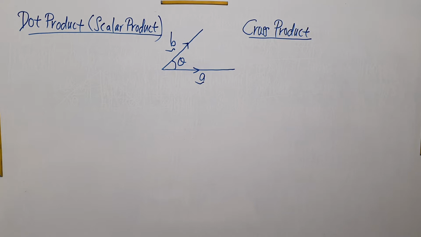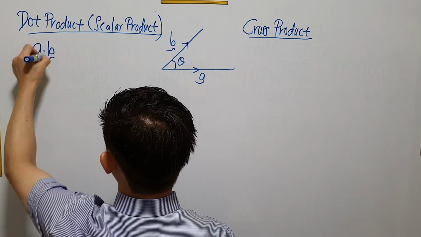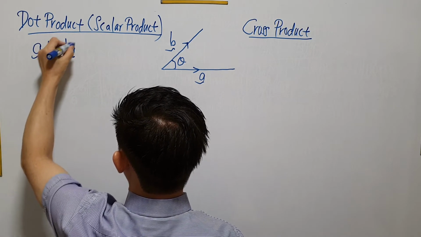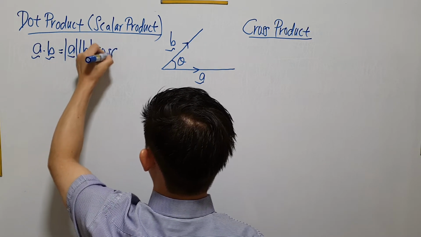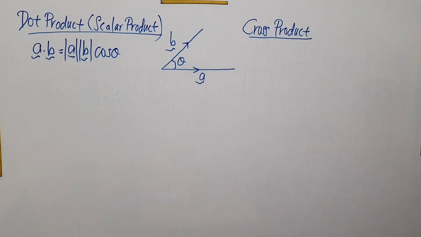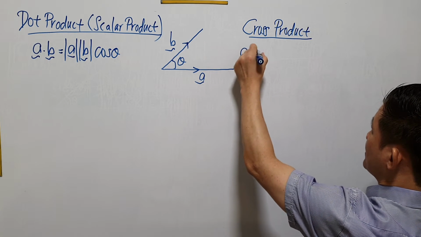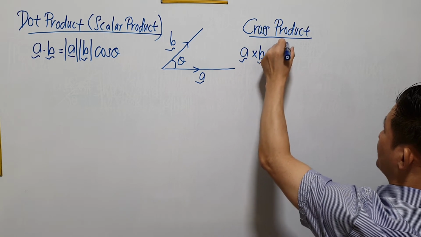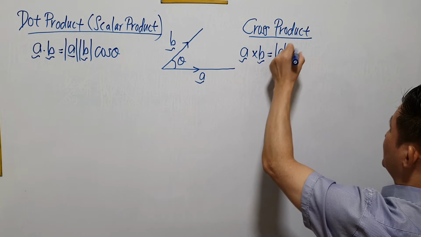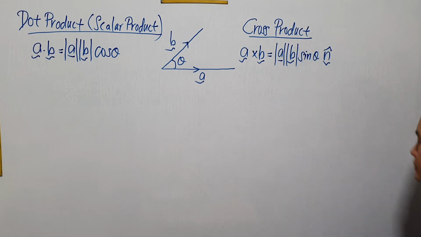To start off with, the definition. A dot B by definition is the magnitude of A, the magnitude of B, cos of the angle between them. Whereas in the case of cross product, A cross B is magnitude A, magnitude B, sine theta, and then n cap.